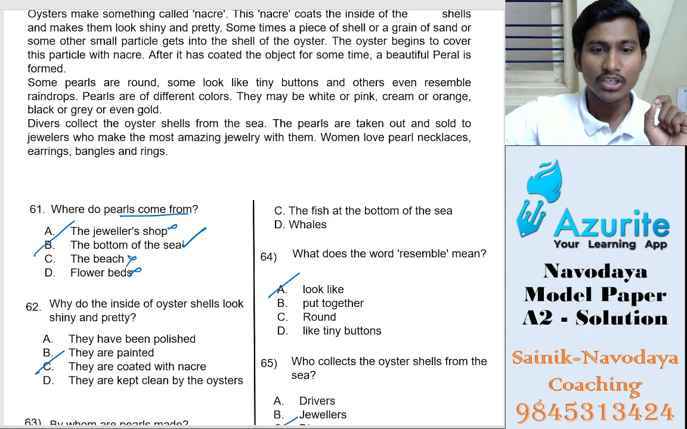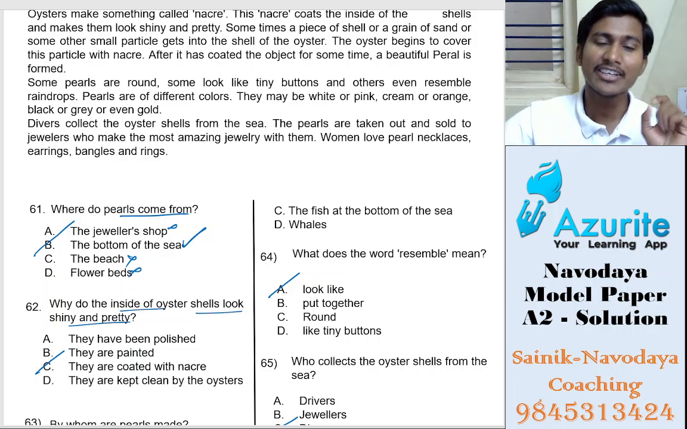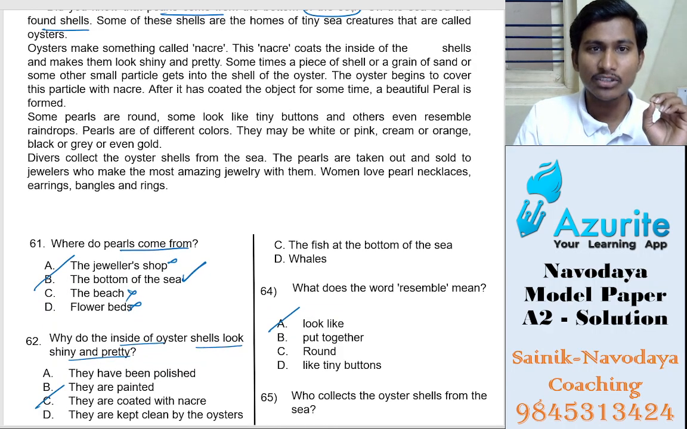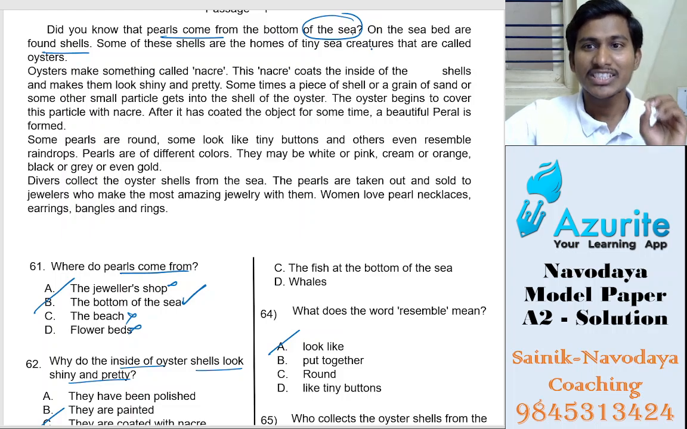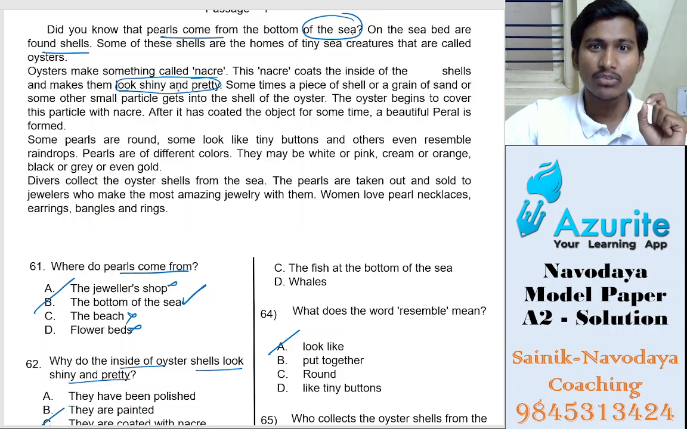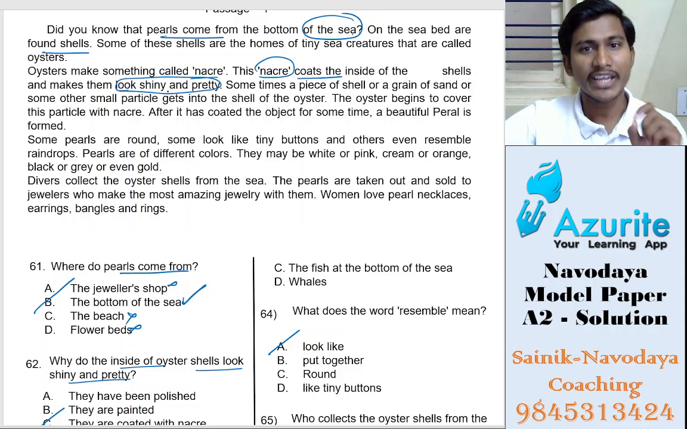What is the second question? Why does the inside of the oyster shells look shiny and pretty? So read the passage now. Here we read till here, right? Some of these shells are homes to teeny sea creatures that are called oysters. Oysters make something called nacre. This nacre coats the inside of the shells and makes them look shiny and pretty.